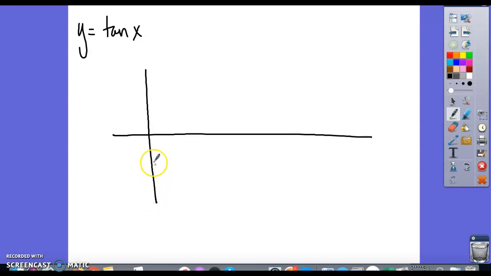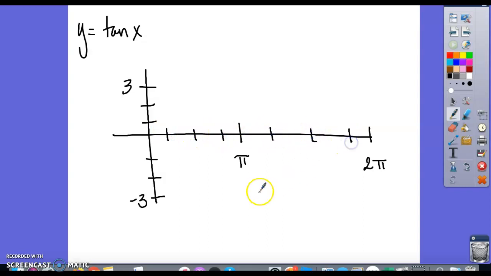I'm going to go ahead and graph 2 periods. Okay, 1 period is pi, which means I can get 2 periods in 2 pi. I'm still going to break this up into quarters. This is going to be pi over 4. This is going to be pi over 2. This is going to be 3 pi over 4. This is pi. This is going to be 5 pi over 4. This is going to be 3 pi over 2. And this is going to be 7 pi over 4.